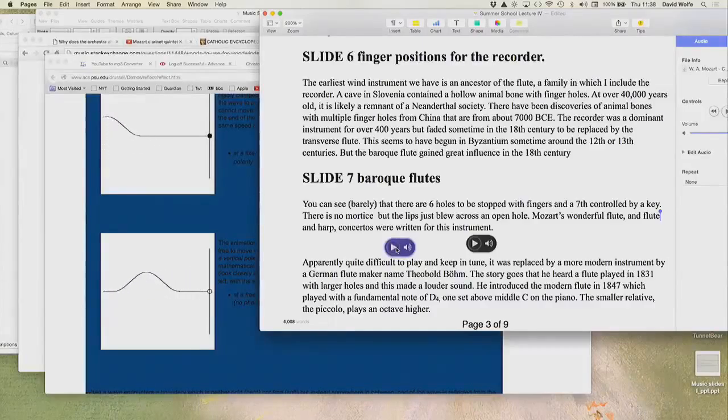That wonderful music is Mozart's Flute and Harp Concerto, of course. Lovely, lovely piece.